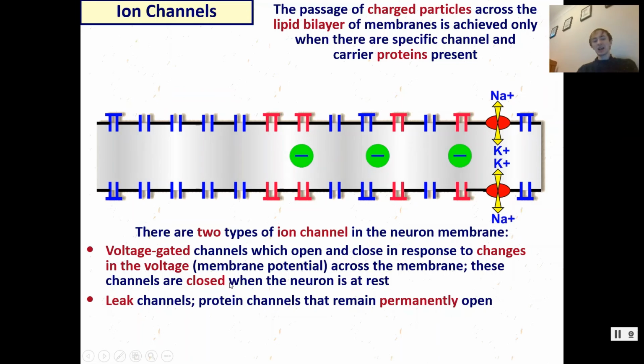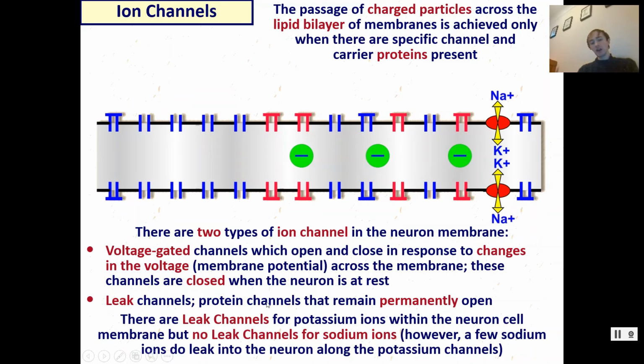And then we have leak channels. Now, leak channels are protein channels that remain permanently open, i.e. you can't close them, and they only exist for potassium. So there are leak channels for potassium, but there are no leak channels for sodium ions. Fine.